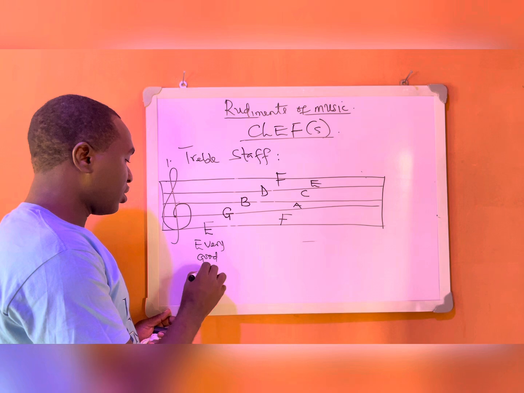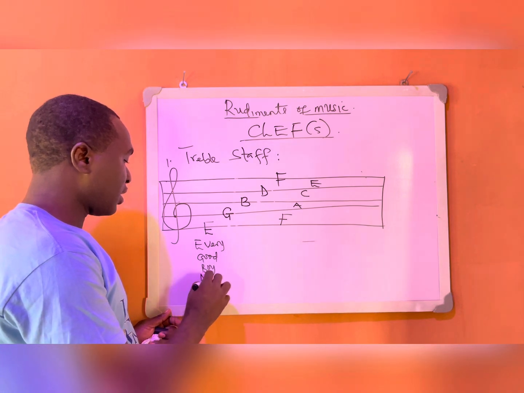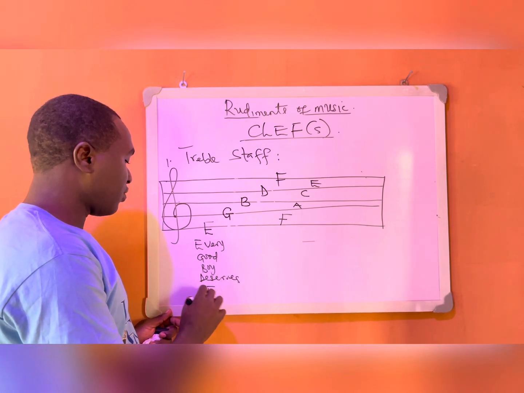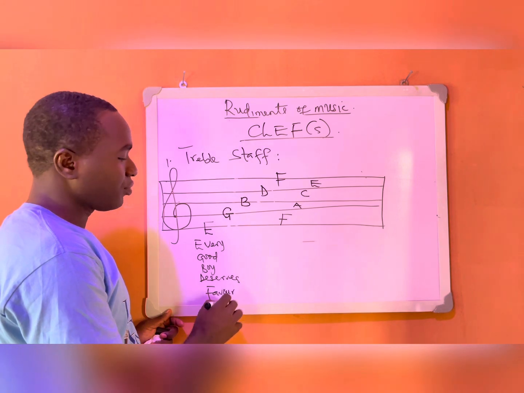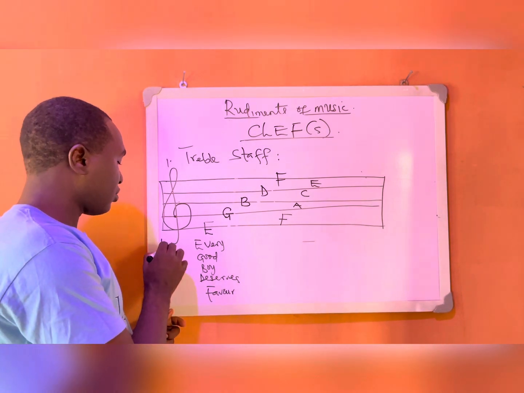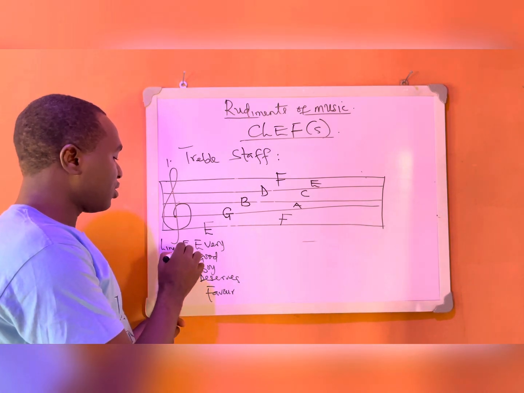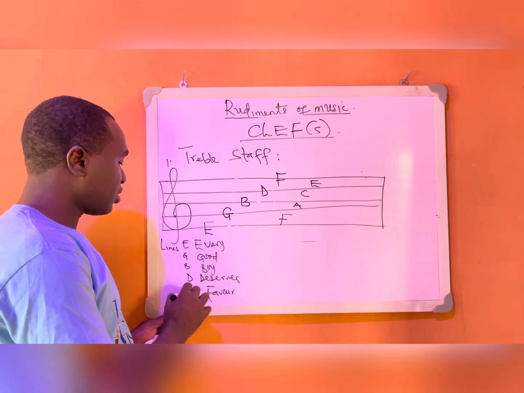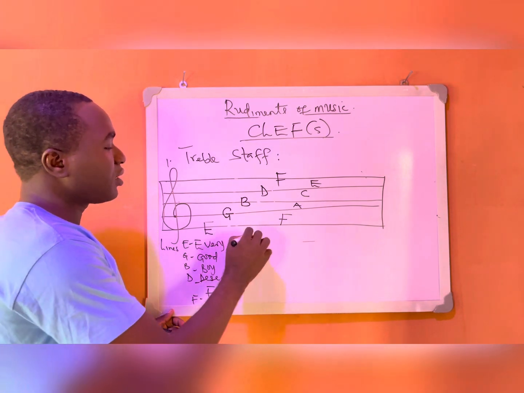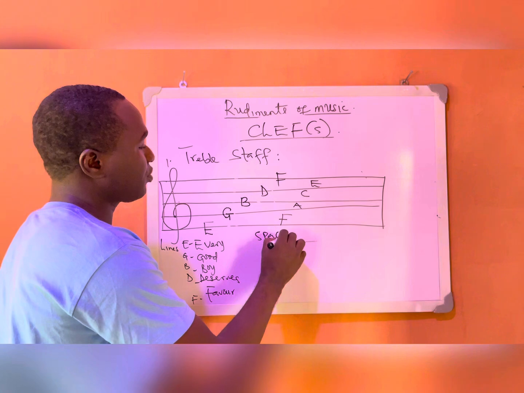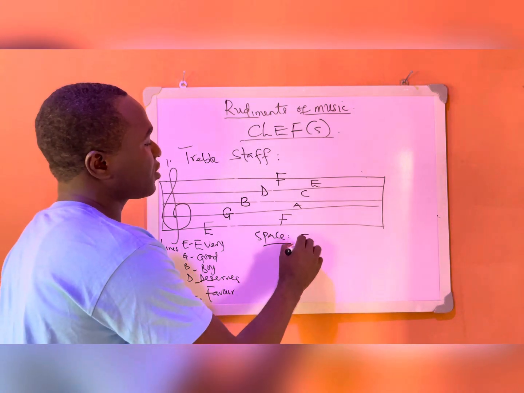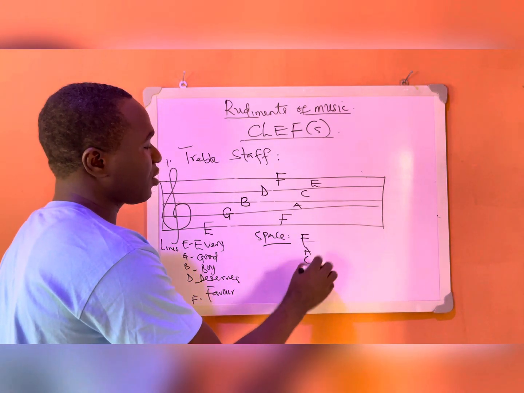Every good boy deserves favor, or Fanta, for the lines. So we have E, G, B, D, F. And then for the spaces, we have FACE, F-A-C-E, face.